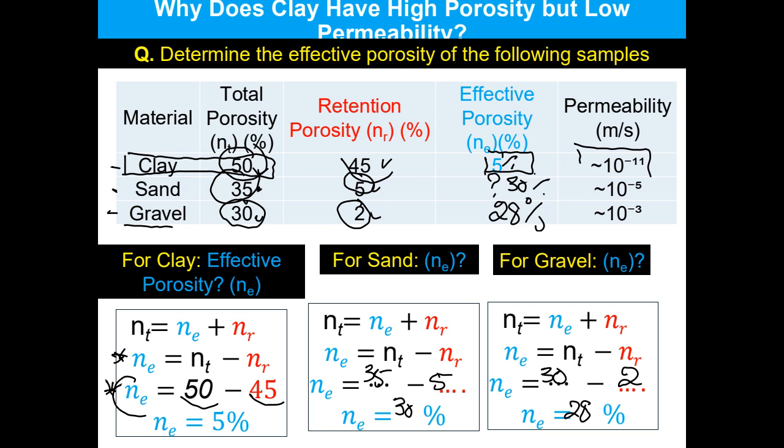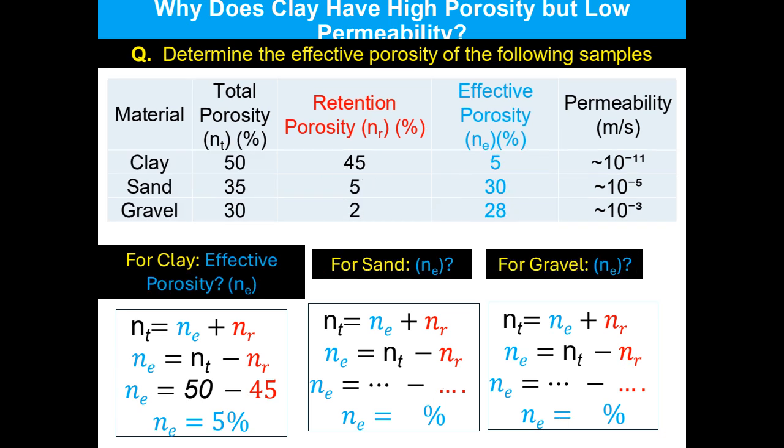And look at the gravel. Gravel, although it has only 30% porosity total, the retention is only 2%, meaning the amount of water that is held by gravel is only 2%. But the effective porosity, the porosity that allows the water to go through, is 28%. And that's why the permeability for gravel is high. I showed you the work, and it's pretty clear that you can see now why clay, although it has high porosity, its effective porosity is very little, and that's why it has very low permeability.